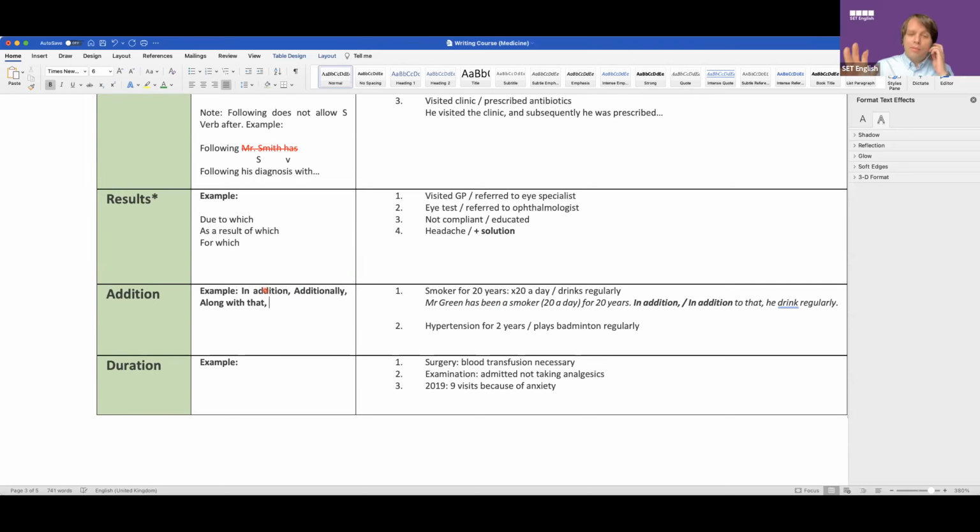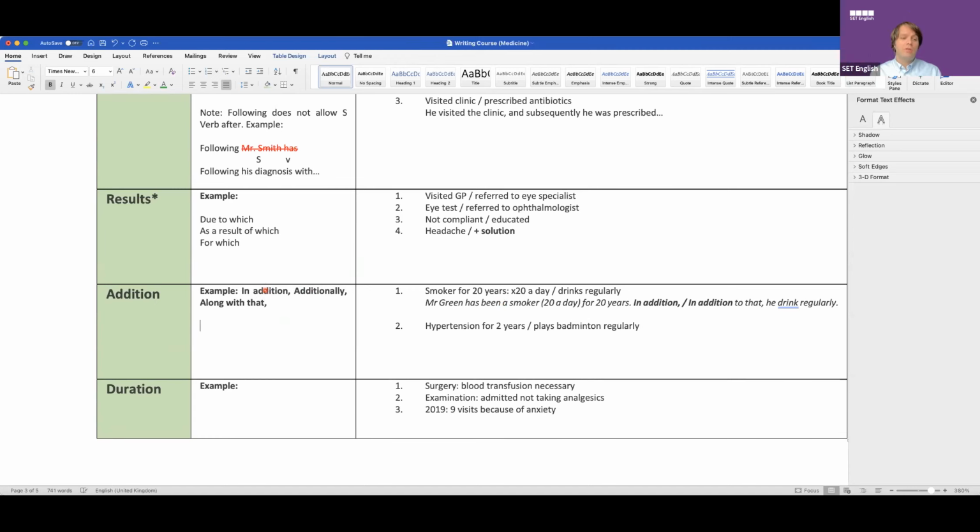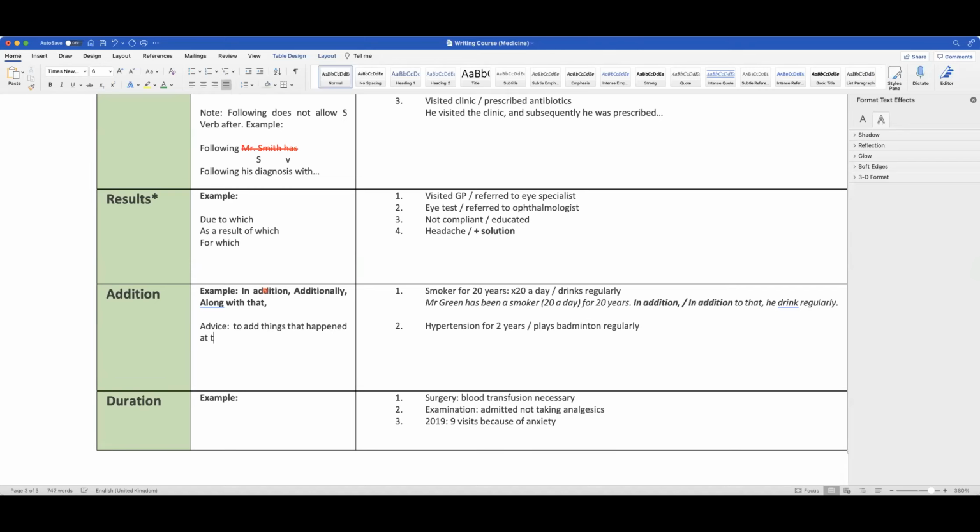Now, guys, why do we use addition? It's not really for sequence, right? It's not telling me one thing happened after another. Why do we use it? To add many things, many symptoms. Yeah, just to add things that happened at the same time, something like that. Okay, duration flows. These are quite easy, guys.